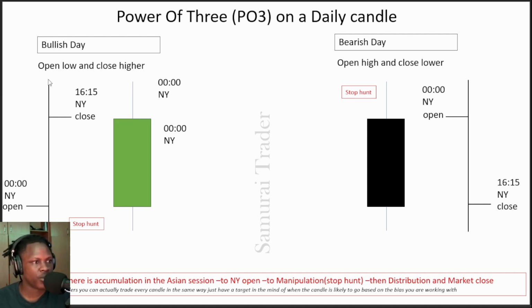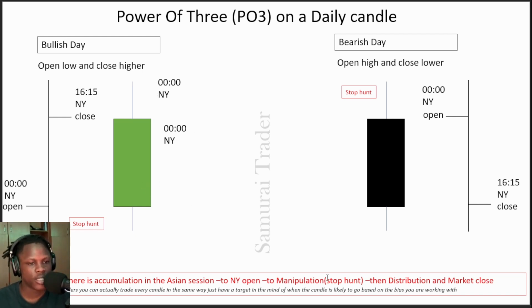Then you have distribution, then the market closes at 16:15 in the New York afternoon. So this will be a bullish candle. You open low and close high. Then on a bearish day, you open high and close low. This black candle, actually, I use these colors because that's the same colors I use on my charts. I don't use red and green candles anymore. So again, the open, accumulation in the open, manipulation is seen as a stop hunt, distribution, and the New York close. So yeah, that's basically it.